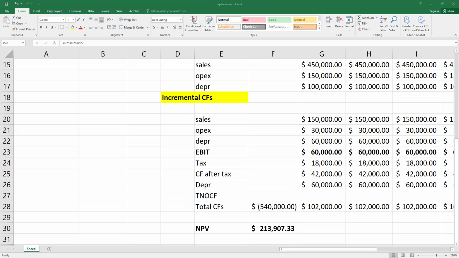The project is expected to have a useful life of 5 years. The company expects to sell 10,000 units of the product per year. And they make a $500,000 investment.